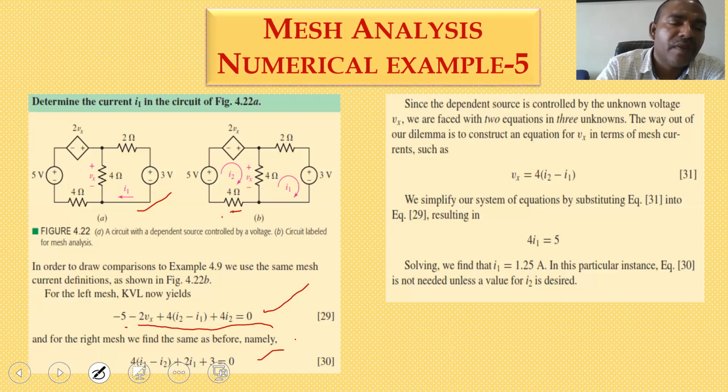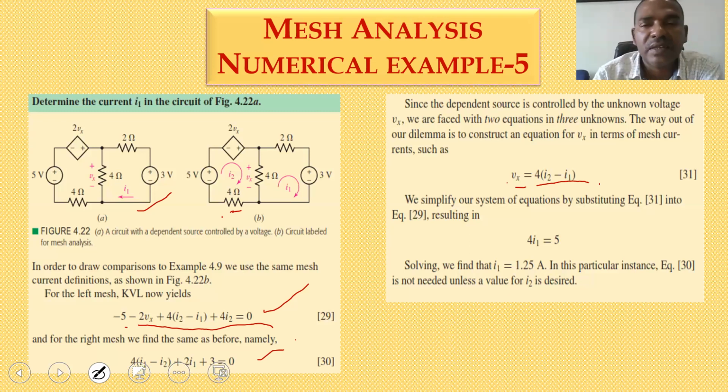In the second loop equation you are getting this. In the 4 ohm resistor, the drop is I1 minus I2. In the 2 ohm resistor, the drop is 2 times I1, and for the 3 ohm, with plus 2 minus, we are taking the drops equal to 0. Also, Vx is the voltage drop across the 4 ohm resistor. The 4 ohm resistor current, according to the direction of Vx plus to minus, is I2 minus I1.